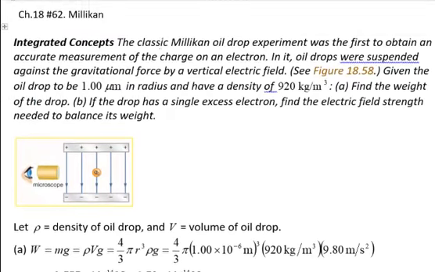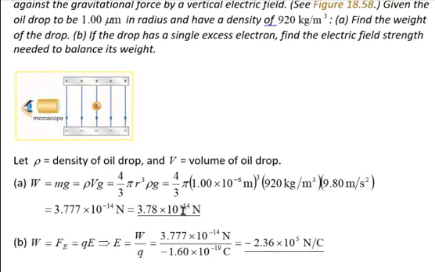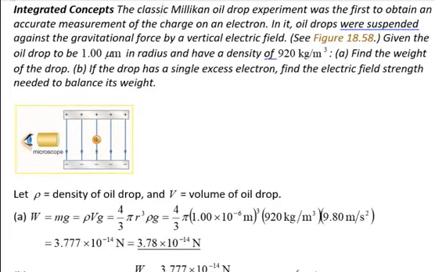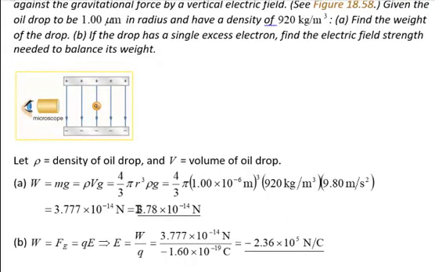Okay, so it wants us to find the weight of the drop. The weight is, of course, mass times gravity, which is density times volume times gravity. Plug in all these numbers, and you come up with a very small amount of weight. Some of these are given, like the 1 micrometer in radius, and then the density of this oil is 920 kilograms per cubic meter, which means it has a density slightly less than water, hence oil floats on top of water. And then times gravity, and you come up with this really small weight for it.